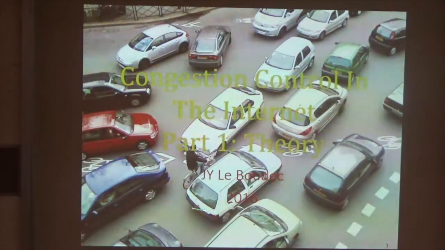So this picture is showing something. What do you see on this picture? Yes? Congestion. Anything else? You see a cyclist. It's in Paris.